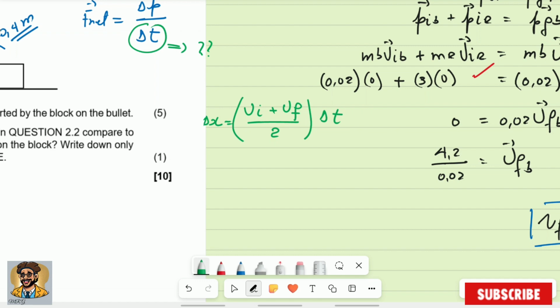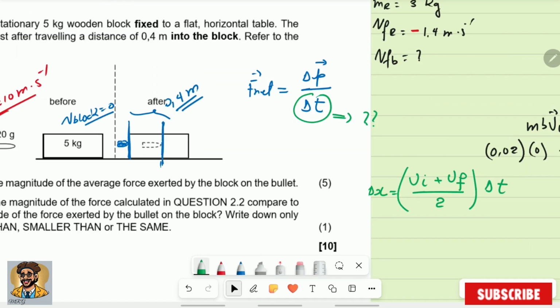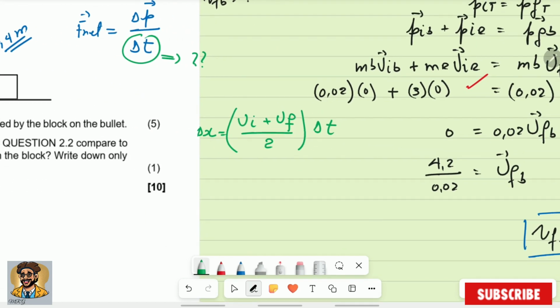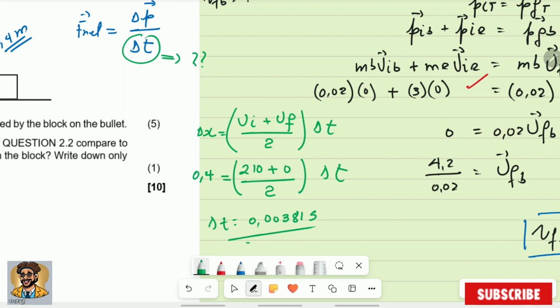Yes. Amazing. So the displacement is given to us. We wrote there it is 0,4. And you see there? Yes. 0,4 is equal to initial velocity, speaking about the bullet, it is going to be 210. Final velocity, 0. Divided by 2, we're looking for the time. The answer should be, let's write it here, 0,00381 second. That will be the time.